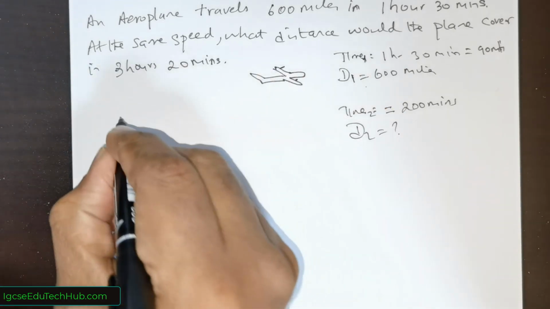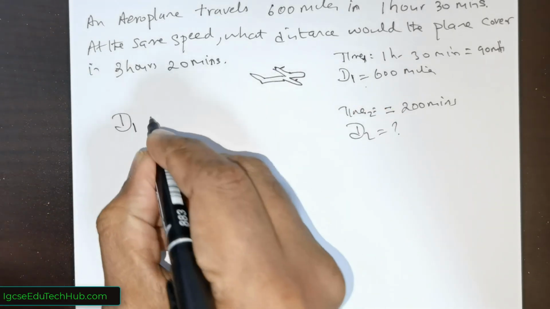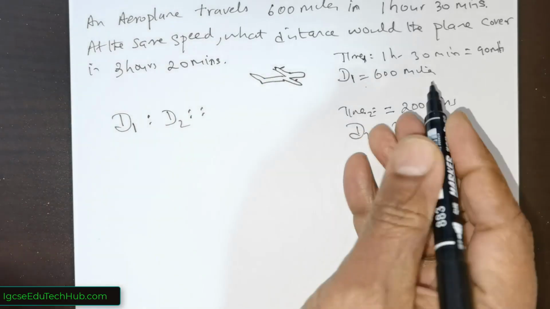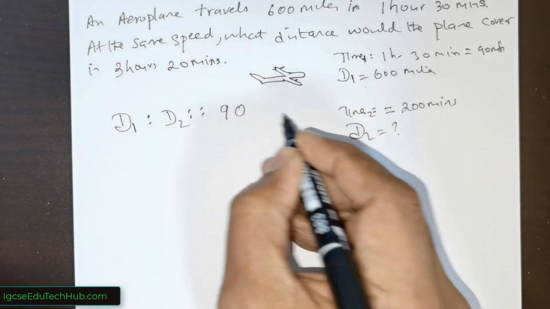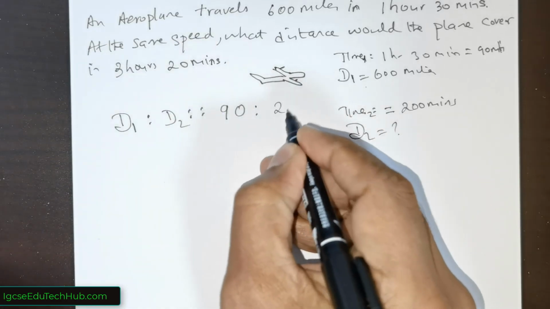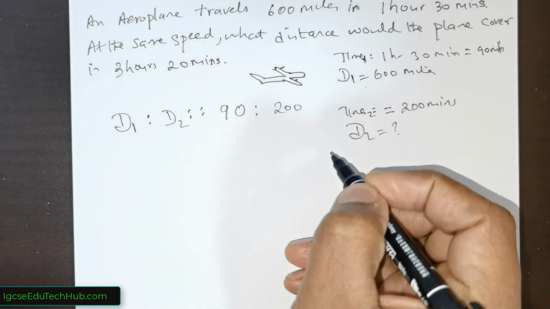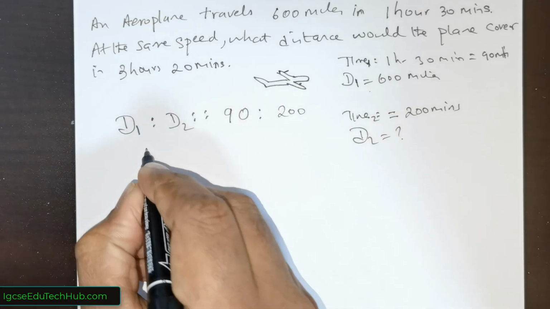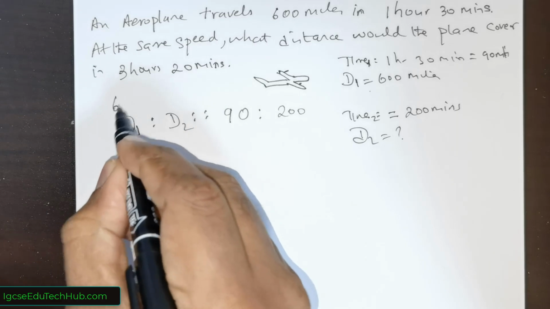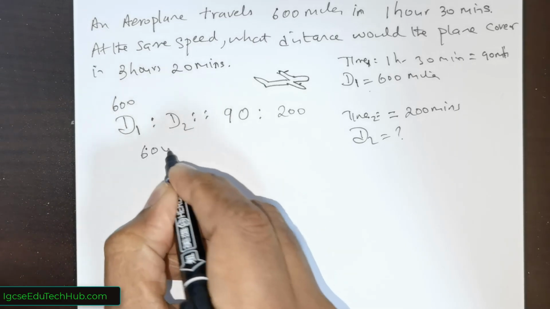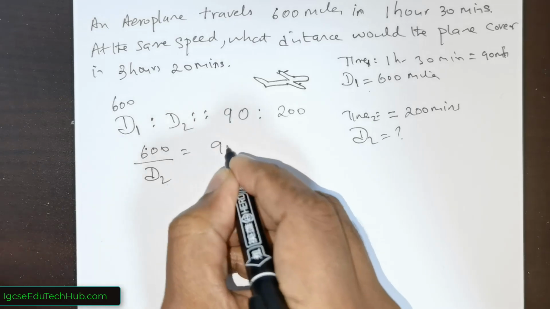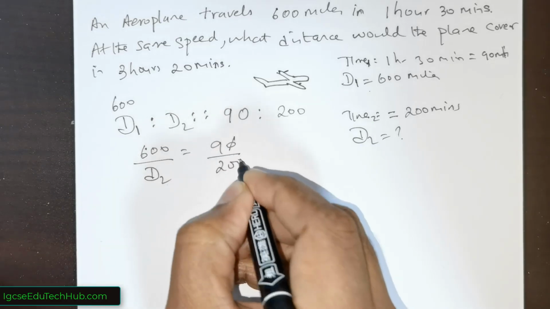So we got D1 and D2. So D1 is to D2, and for D1, the time taken is 90 minutes. Now we are expected to find D2 if the plane has been in air for 200 minutes. So I'm going to set up this equation as follows. Now D1 is given to be 600. So this is going to be 600 over D2 is equal to 90 over 200. You can cancel the 0.